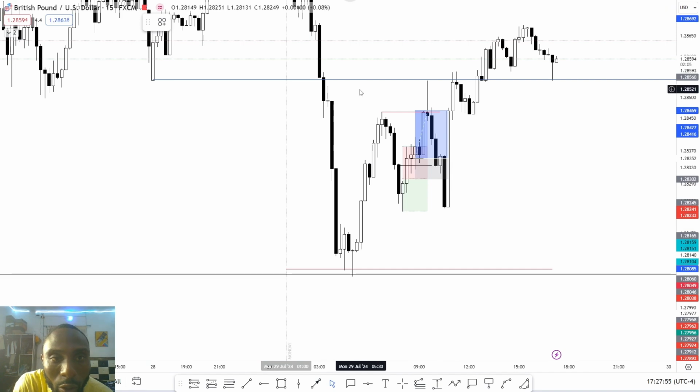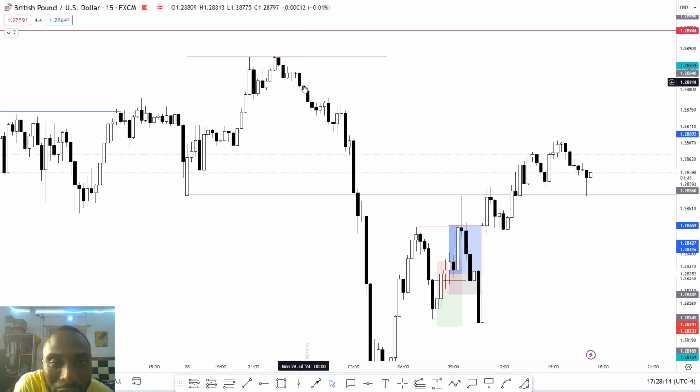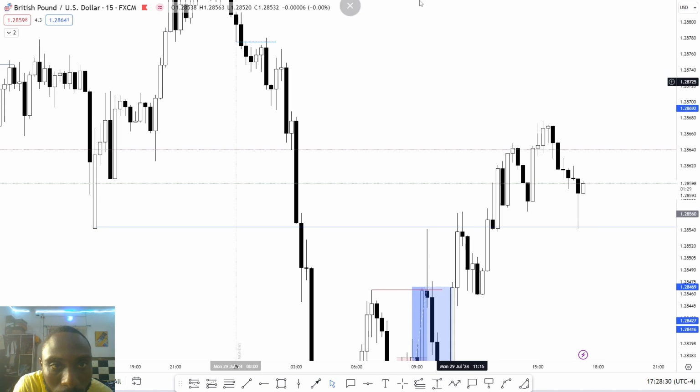I think the 15 minutes is more clear. This is 1:30. Okay, better. Going into today, this is New York midnight. Price came down and I think it filled this gap here, a very, very small gap. Price filled it and came back down.